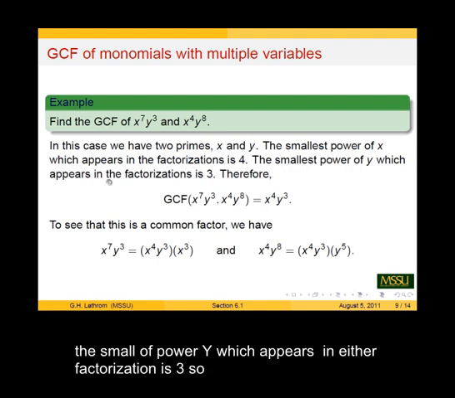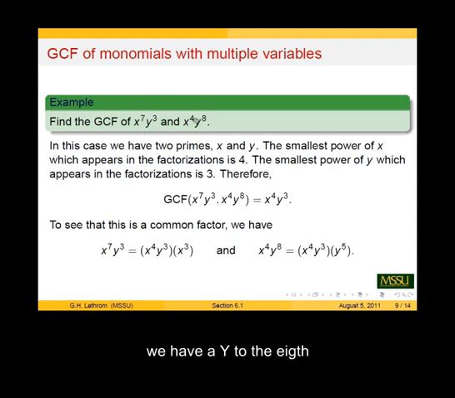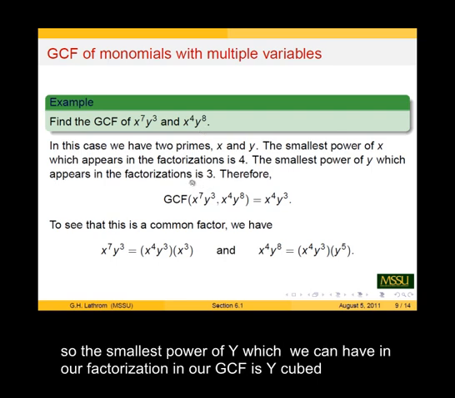The smallest power of y which appears in either factorization is 3. We have a y cubed. We have a y to the eighth. So the smallest power of y we can have in our factorization, in our GCF, is y cubed.